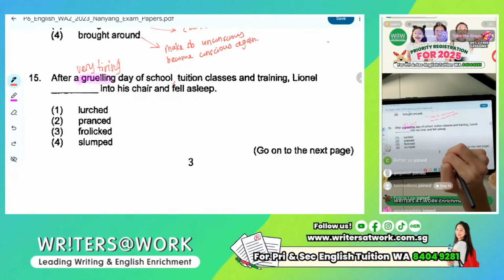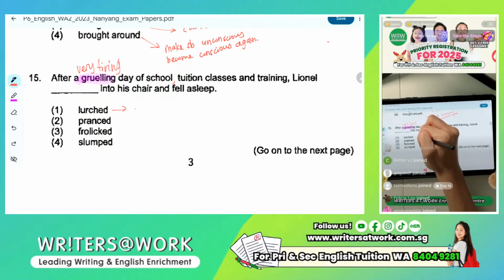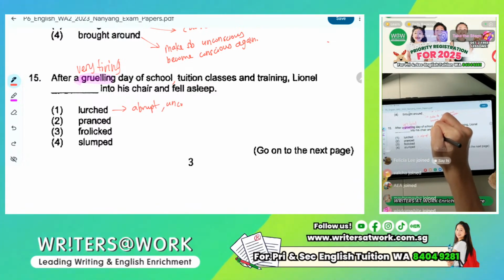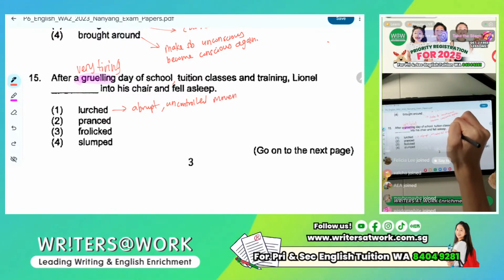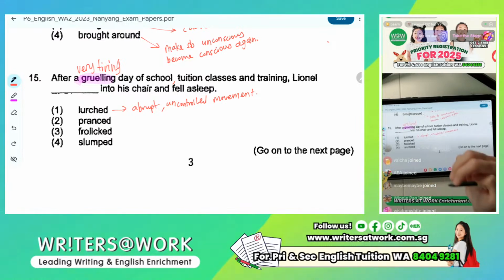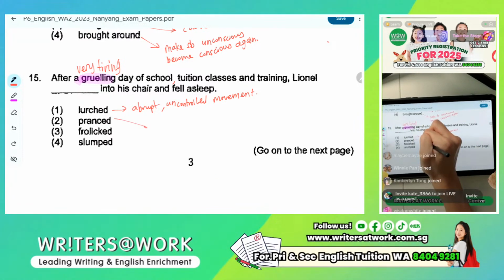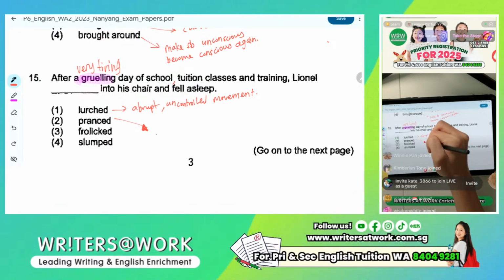Now looking at our options, the first one is lurch, which means an abrupt, that means very sudden, and also an uncontrolled movement. So usually we talk about how like the malfunction cable car lurch forward, then suddenly just move forward without any anticipation, and we also don't know why. When you prance, it means that you are trying to walk in an energetic way.